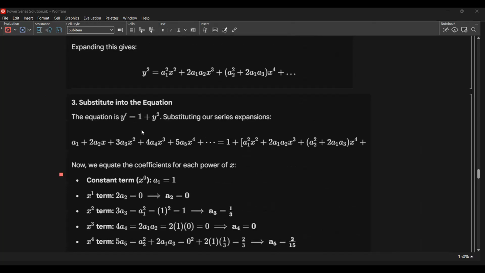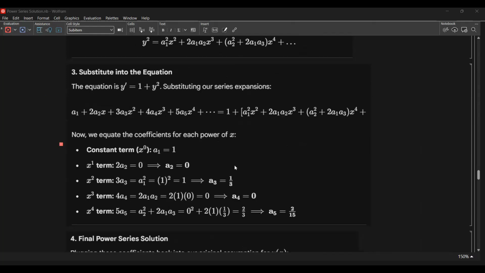So the equation y prime equal to 1 plus y squared. So we equate here. This is our y prime. This is 1 plus y squared. So this is our y squared. So we equate the coefficient for each power of x here. So the constant term here is x sub 0. So a sub 1 here is equal to 1.